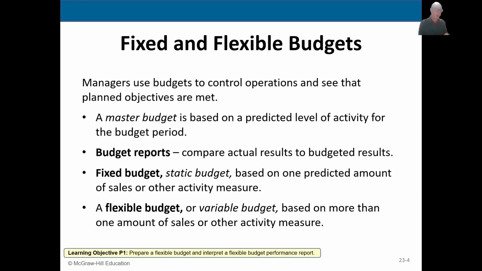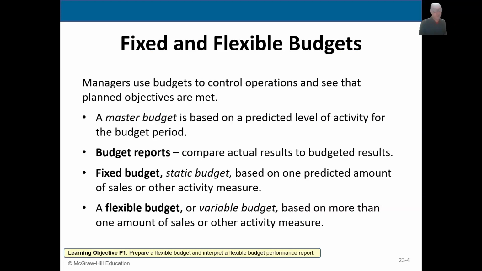And the idea here is that we're going to compare our actual results, that's the performance, to our budget. Compare the actual performance to the budget. What we actually paid versus what was budgeted. You see? That is what gives us this thing called a variance. And we're going to talk more about that here shortly.